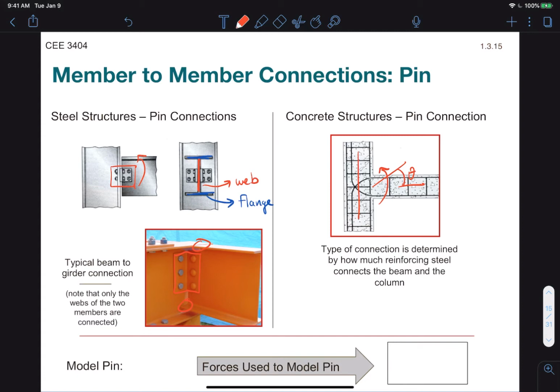The way we model a pin, the way we draw it, is essentially as a circle with the corresponding connections or the corresponding members coming into that circle. And it is modeled the same as a pin support with both horizontal and vertical reactions, but no moment. Okay, so the pin cannot resist any moment.